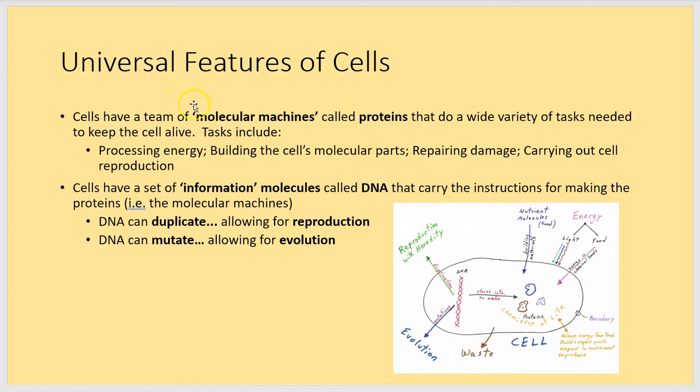Cells have a team of molecular machines called proteins that do a wide variety of tasks needed to keep the cell alive, and these tasks include processing energy, building the cell's molecular parts, repairing damage, carrying out cell reproduction, etc. Cells have a set of information molecules called DNA that carry the instructions for making the all-important proteins. Proteins are the workers of the cell. Importantly, DNA can duplicate, and that allows for reproduction. And when DNA is duplicated, mistakes occasionally happen. We call them mutations, and that allows for living things to evolve over time, to change.